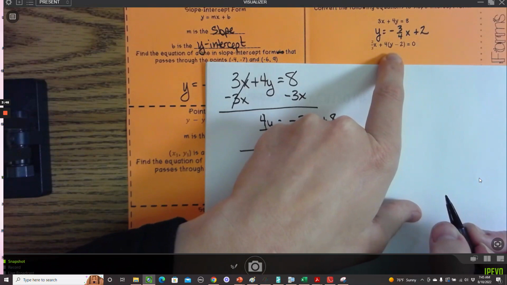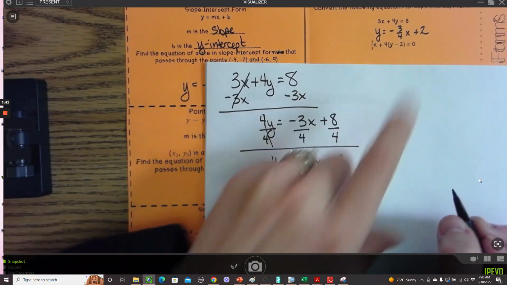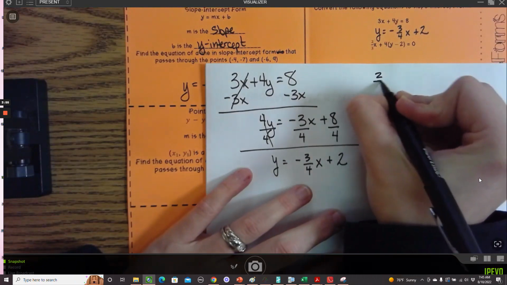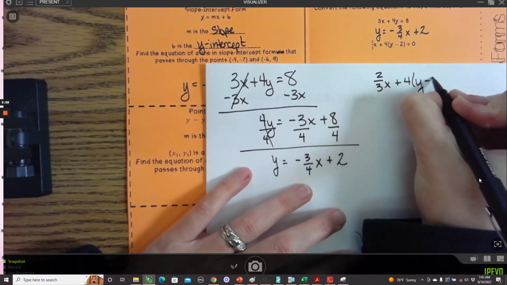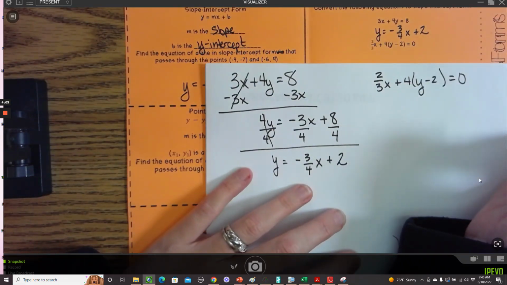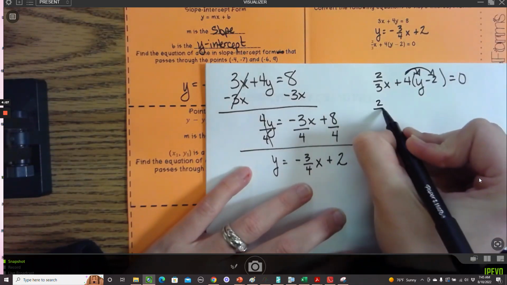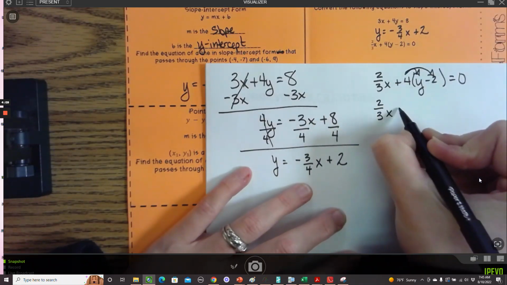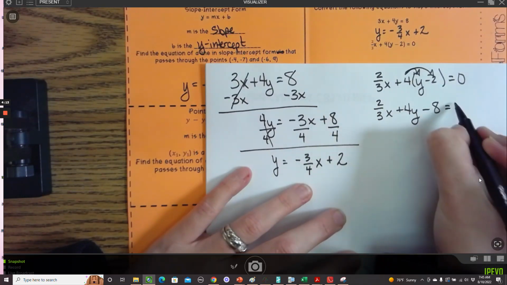All right, this one here is already in point slope form. So what we've got to do to this one is we first have to simplify it, and it's not even point slope form, it's a wonky point slope form. So I'm going to distribute this 4 first, and then I'm going to start moving pieces. 4 times y is 4y. 4 times -2 is a -8.